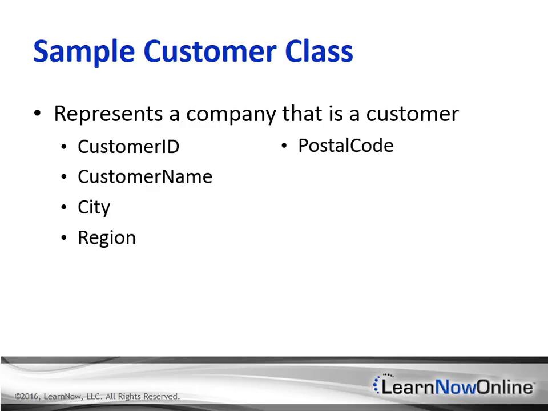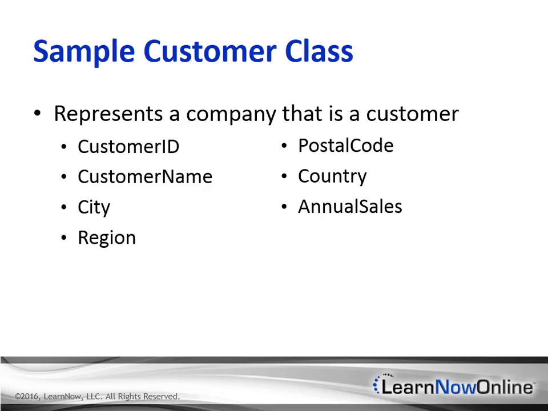Postal code. This is a string representing the postal code of the city where the customer is located. In the United States, it'll be the zip code. And that property is read-write. Country, representing the country. And it's also read-write. And what's interesting about this property is that it has a default value of USA, since most of our customers for this fictitious company, whatever company it is, are in the United States.